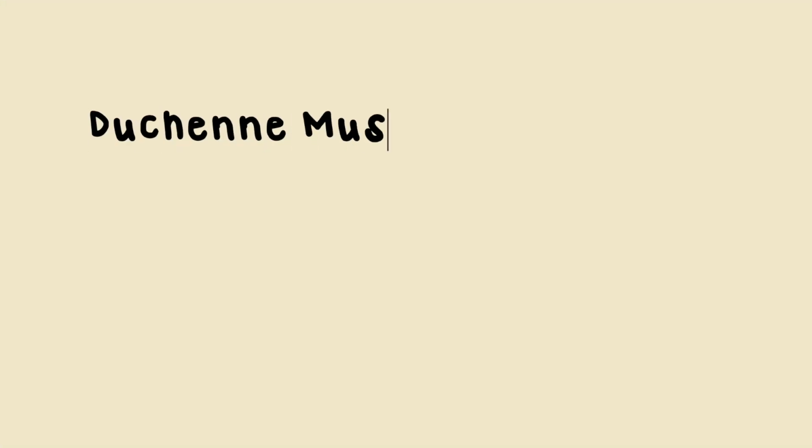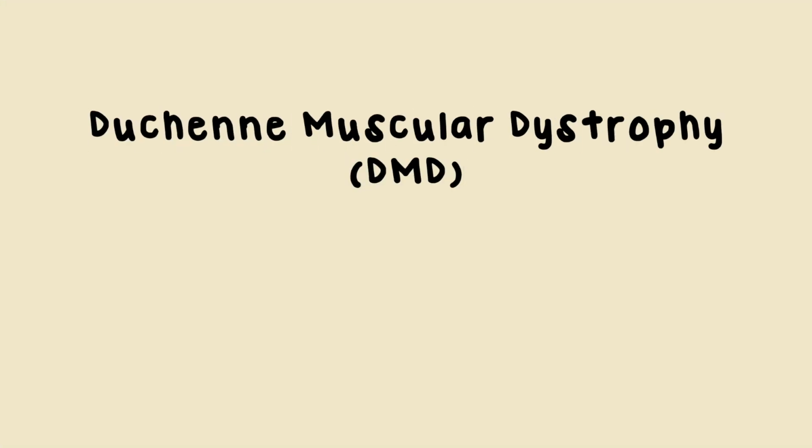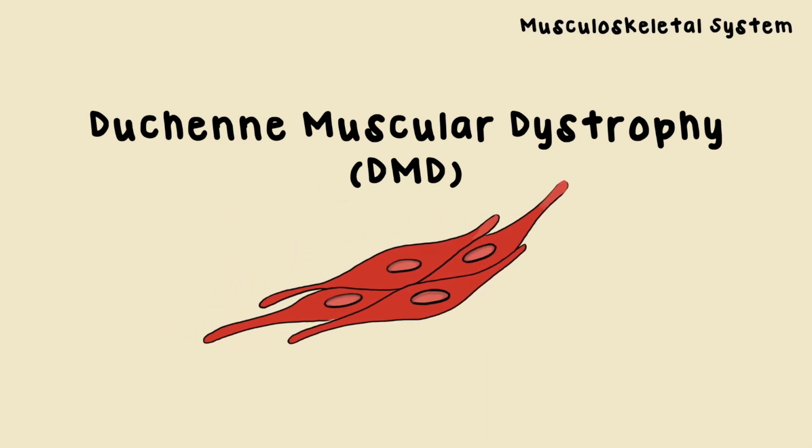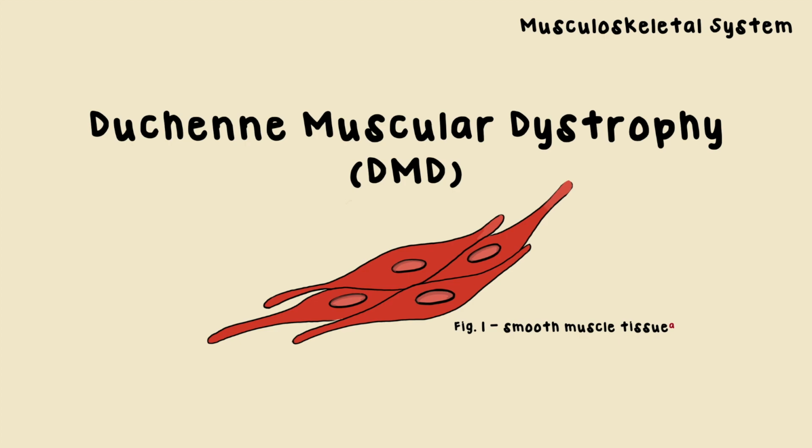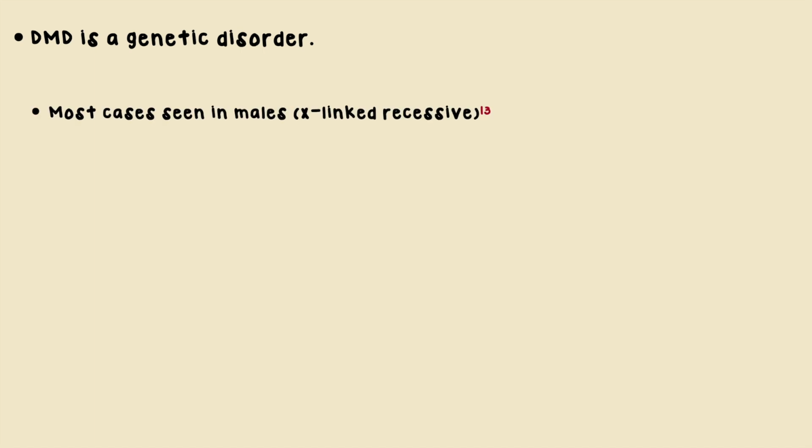DMD affects the musculoskeletal system, which provides a sort of central framework for the human body. We'll circle back to the functions of the musculoskeletal system a bit later, but a small piece of it is shown in Figure 1 of smooth muscle tissue. Let's get into it. Muscular dystrophies are diseases that lead to degradation of muscle proteins, resulting in limited mobility.